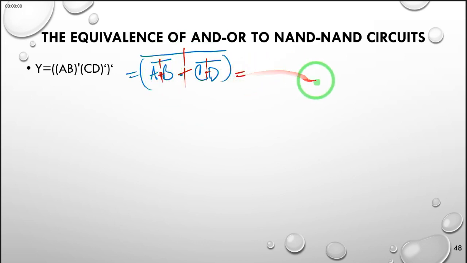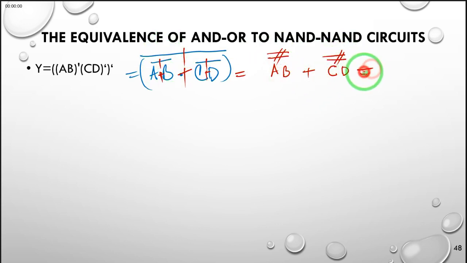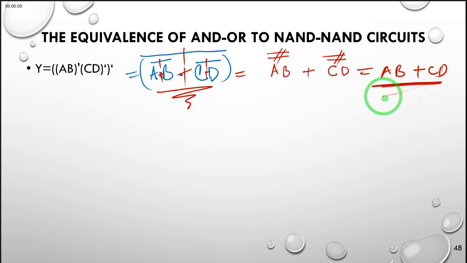So what do we have at the end? First of all, break the first one. We have A, B bar, plus C, D bar. And again, you remember we may not need to do that. You can know that double bars cancel themselves, so we have AB or CD. So we are saying this was a NAND circuit because it involved NAND gates, but now this is an AND-OR circuit involving only AND and OR. That is the one example.